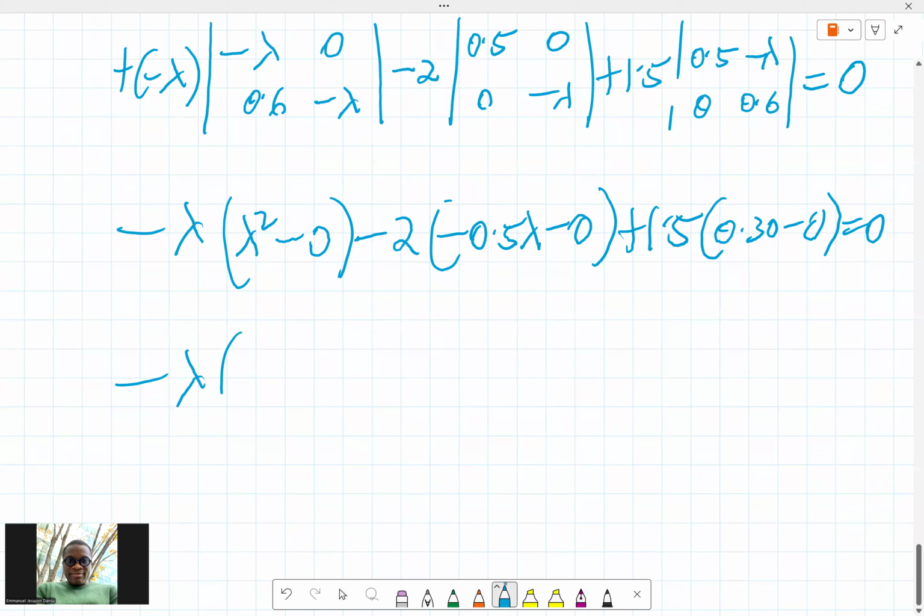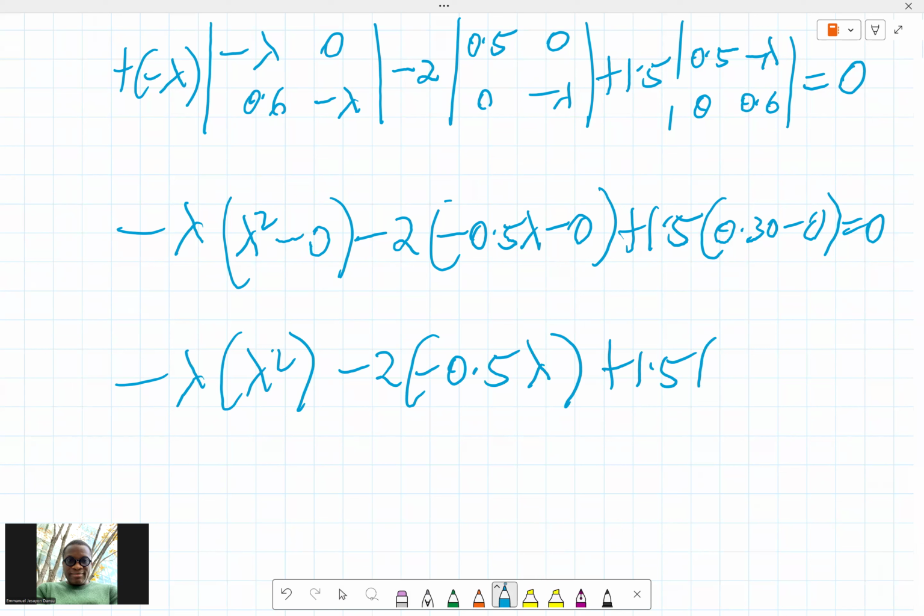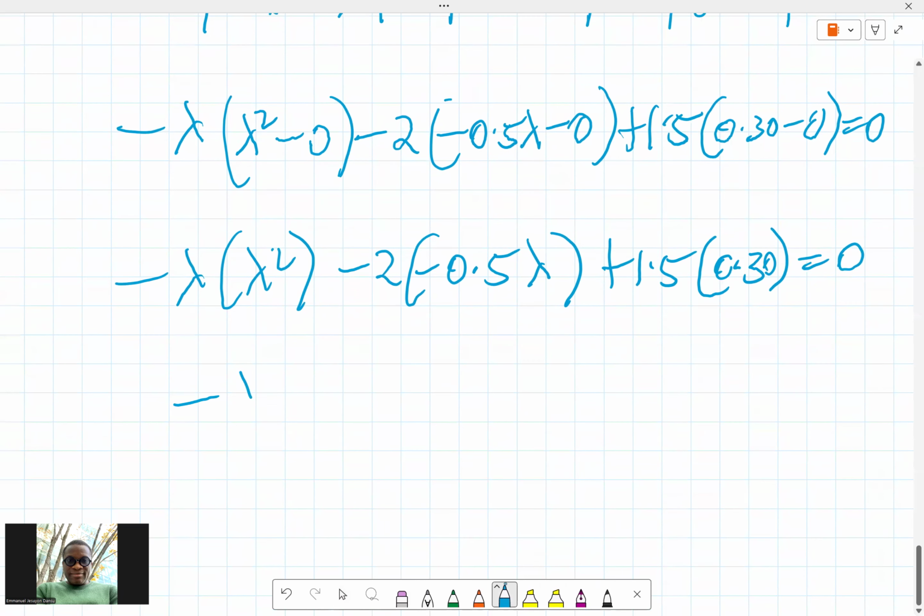So that's how we proceed. So we have minus lambda into lambda squared minus 2 into minus 0.5 lambda plus 1.5 into 0.30, and that is equal to 0. So we have minus lambda cubed plus 2 times 0.5 is 1, that's lambda. Then 1.5 times 0.3, that's 0.45, right?